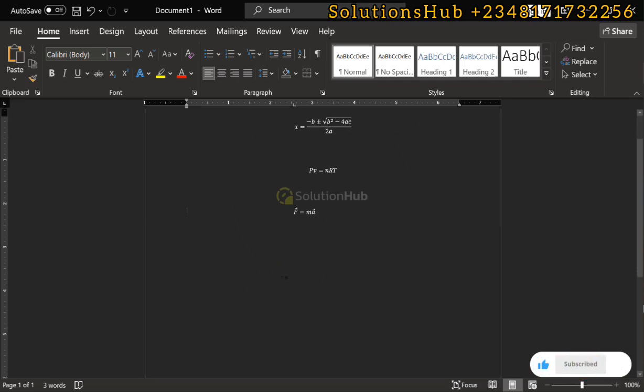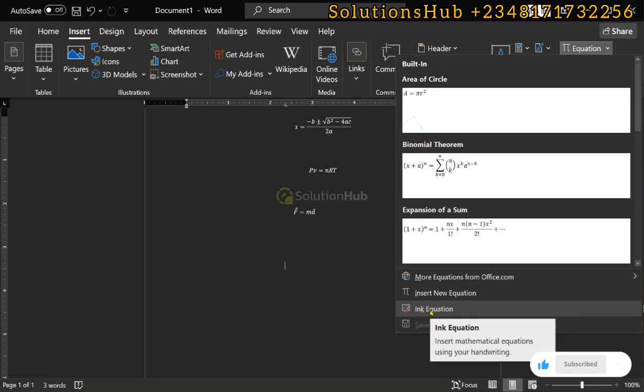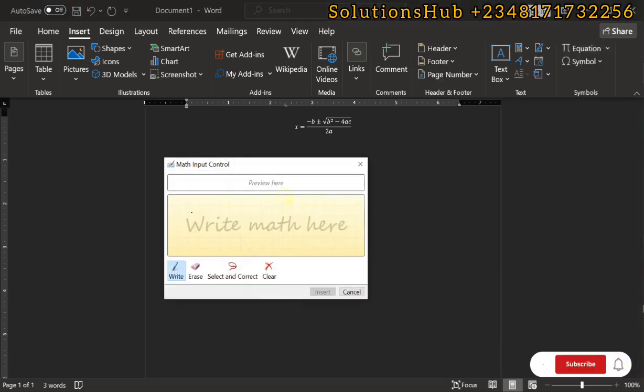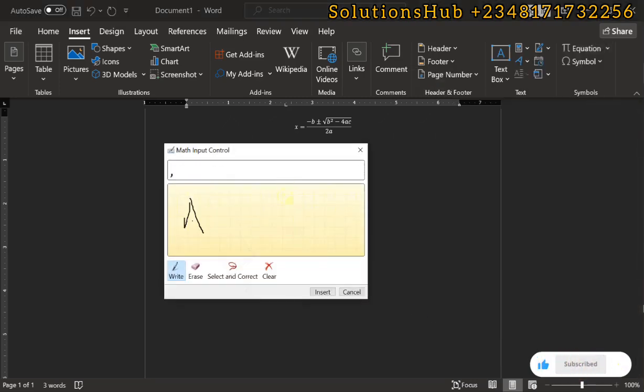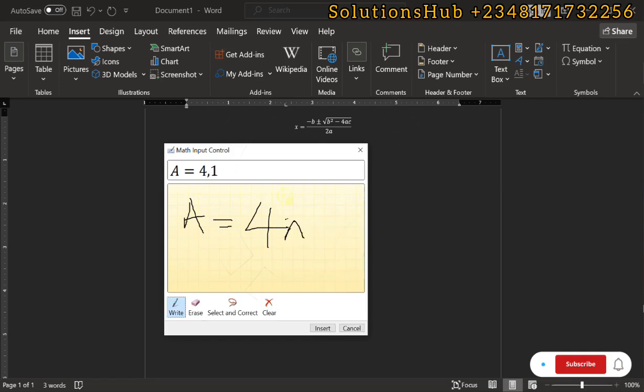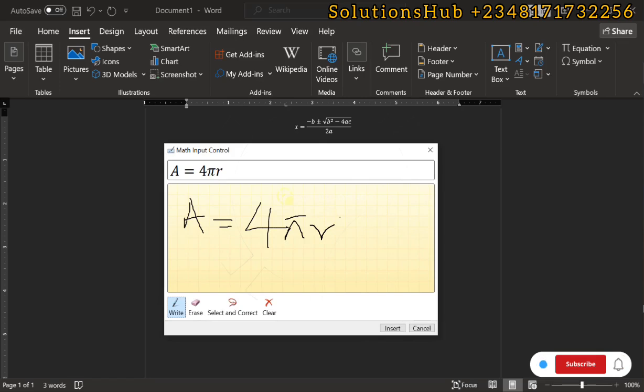Before we leave, let's see if we can write one more, which is the surface area of a sphere. So we still insert Ink Equation, and then we have the area, which is capital letter A, equal to 4 pi r squared. So now this is the surface area of a sphere, the formula for the surface area of a sphere.